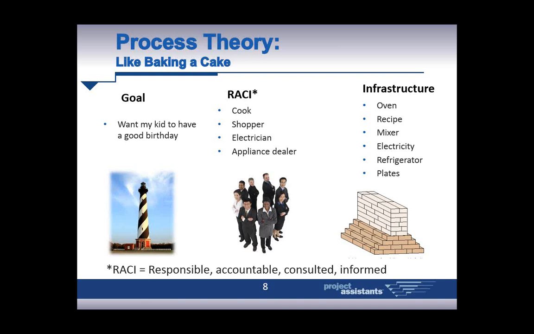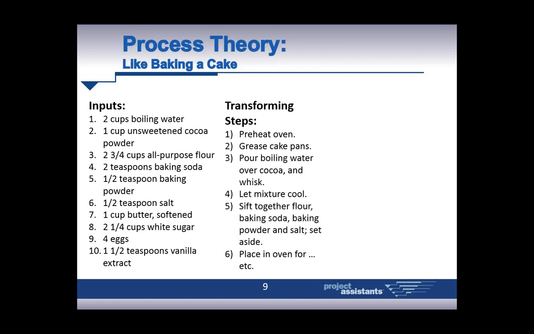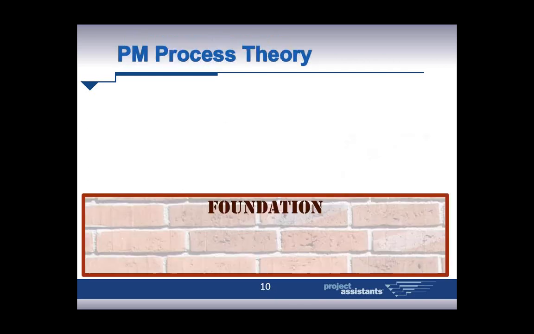Okay, so if we have the goals and the responsibilities and the infrastructure, we can now start to think about what are the inputs, what are the transforming steps, and what are the outputs. So if you tell me what your outputs are, then we have to uncover what the inputs have to be and how I turn those inputs into outputs. And that's kind of the backdrop of how we want to talk about this, right?